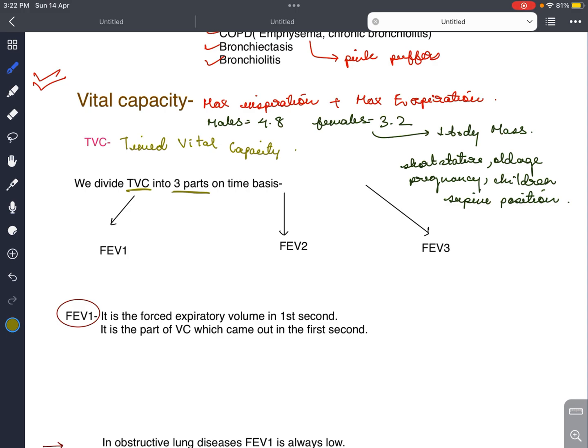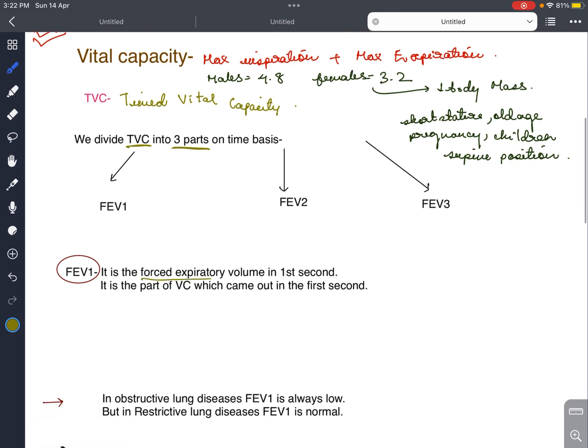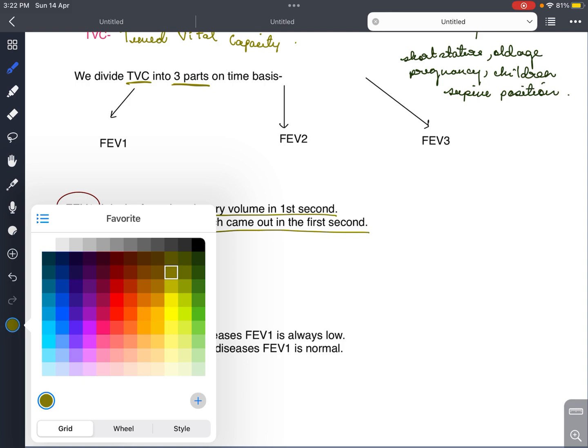Now this FEV1, what is this FEV1? It is the forced expiratory volume in the first second. It is the part of the VC which came out in the first second. The part of the vital capacity which came out in the first second is called FEV1. So for example, let us take an example.